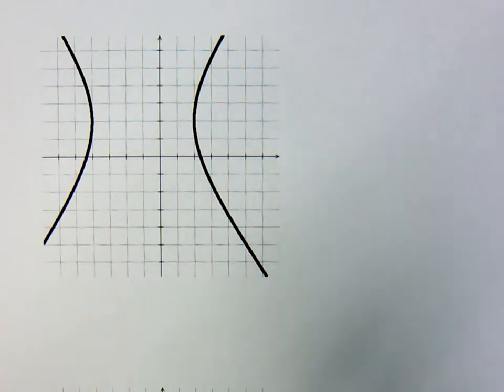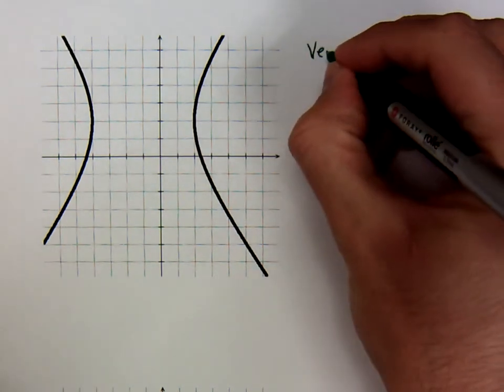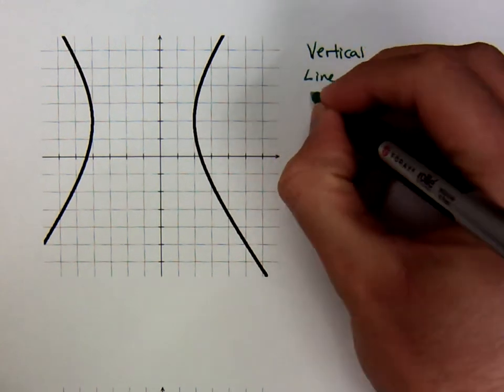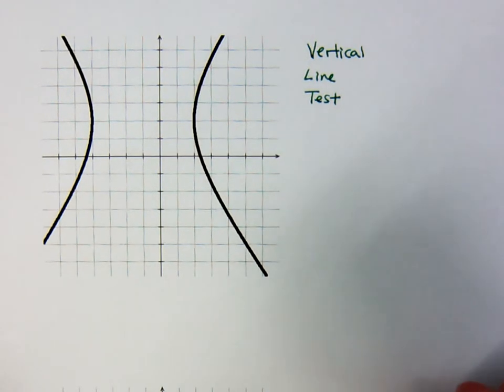In this video, we want to look at determining whether or not a picture is that of a function, and we also want to determine the domain and range. So one of the things you want to remember about determining if something is a function is using the vertical line test. The vertical line test says that if you can draw a vertical line such that it passes through more than one point, then the picture you have is not a function.